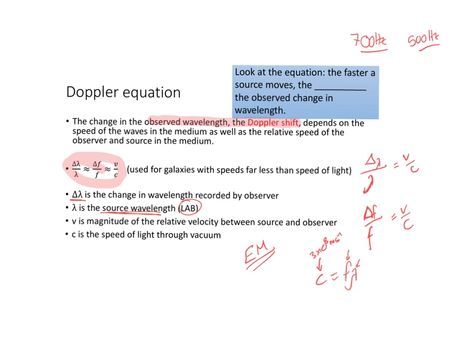And v is the magnitude of the relative velocity between the source and the observer. That's quite important. And c is the speed of light through vacuum. So if we look at the equation, the faster a source moves, the bigger the observed change in wavelength. So delta lambda is directly proportional to v. So the faster a source is moving away, the bigger the observed change in wavelength. So the faster, the bigger.